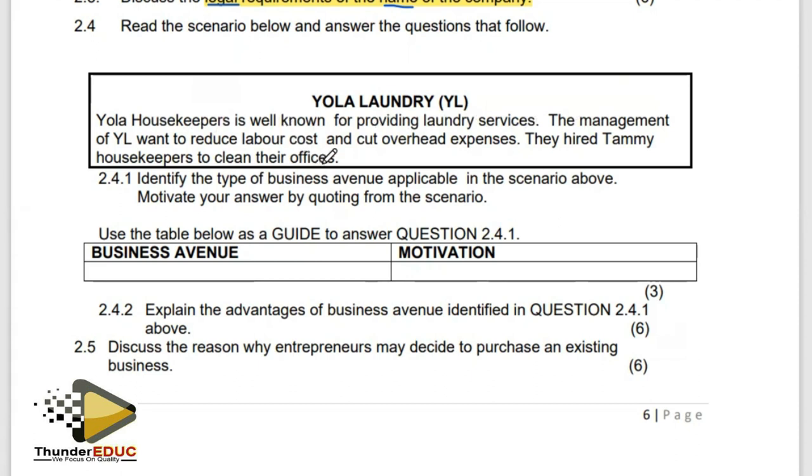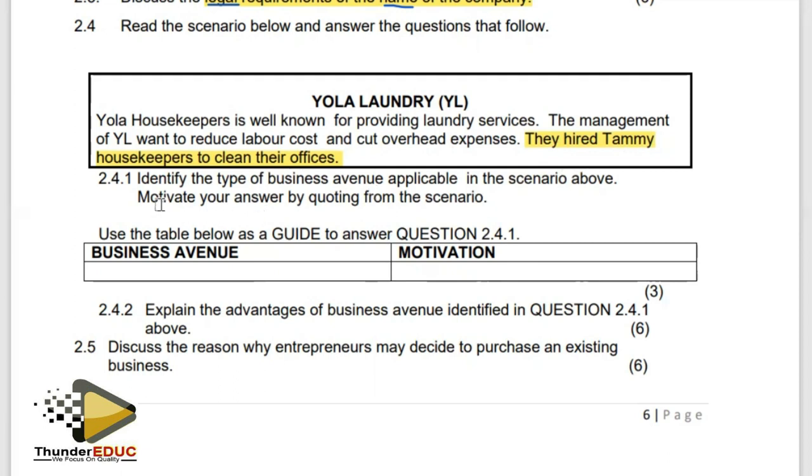The management of Yola Laundry want to reduce labor costs and cut overhead expenses. What do they do if they wanted to reduce labor costs and cut overhead expenses? So what they did was to hire Tammy Housekeepers, brought into the equation purposely to clean their offices. I believe these people were so good in cleaning offices. Yola were housekeepers, but maybe they were so busy and wanted to concentrate on other parts of housekeeping. So they hired another company specifically to clean their offices.